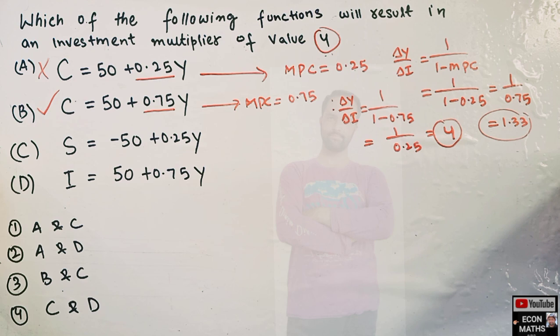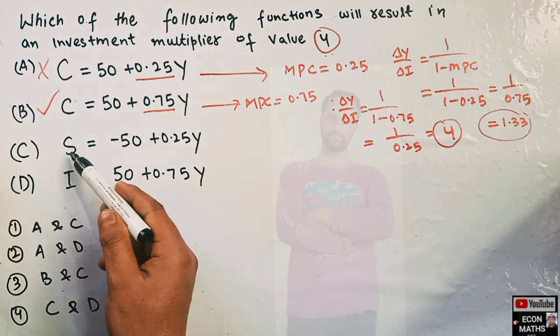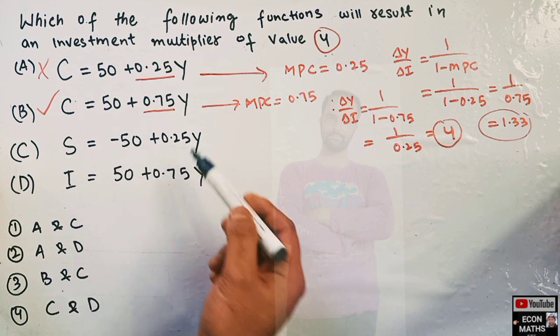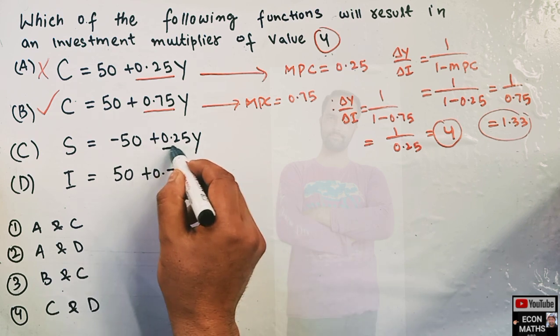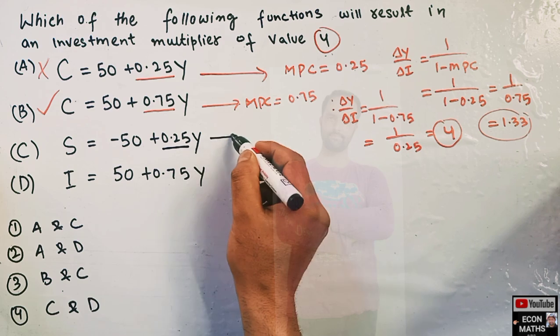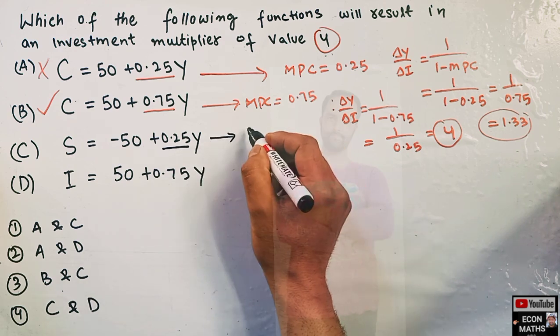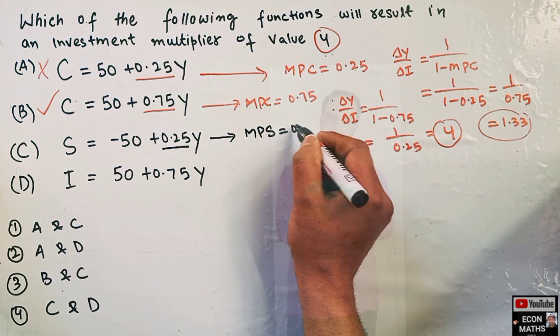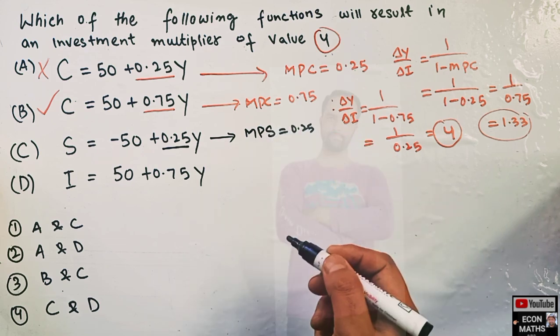Coming to the next option, here we have savings as a function of income. S is equal to -50 + 0.25y. This 0.25 denotes the marginal propensity to save here. So our marginal propensity to save is equal to 0.25.